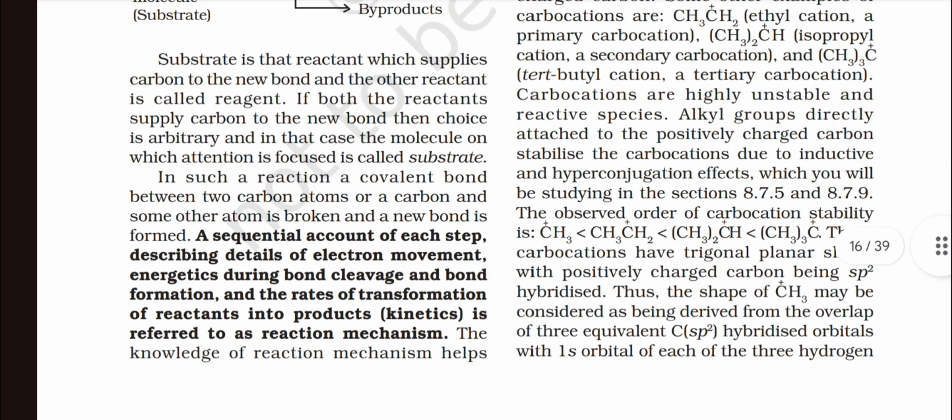The reactant that supplies carbon to the new bond is called the substrate, and the other reactant is called the reagent. If both reactants supply carbon to the new bond, then the choice is arbitrary, and in that case the molecule on which attention is focused is called the substrate. In such a reaction, a covalent bond between two carbon atoms, or a carbon and some other atom, is broken and a new bond is formed.